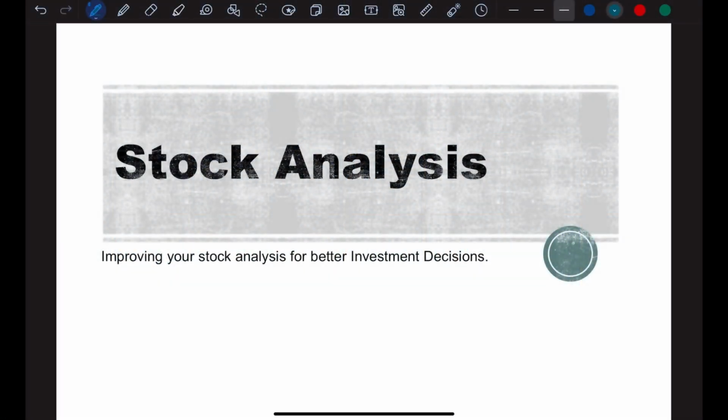Welcome to Finance Flashcards. Are you someone who wants to invest in the stock market but you are unsure how to analyze a stock before making a decision? Well, you are in the right place.